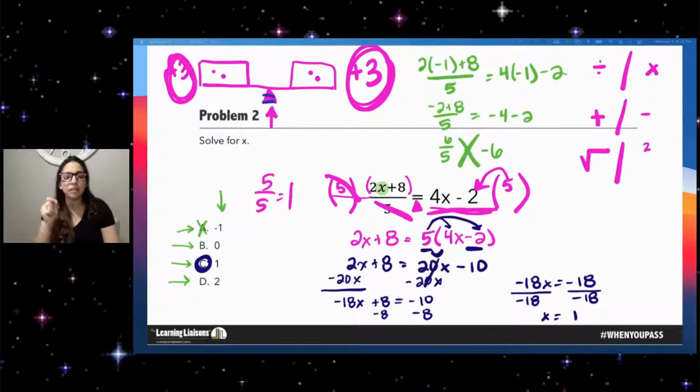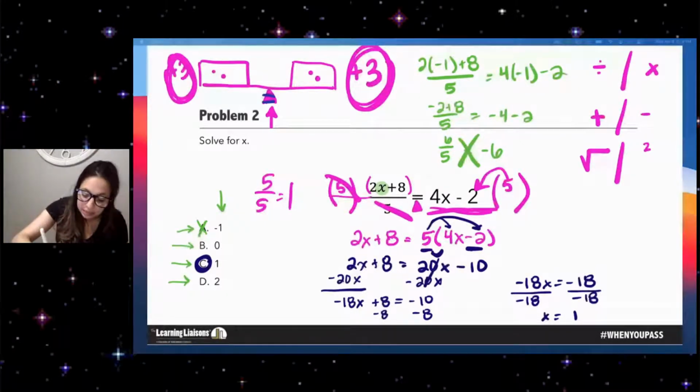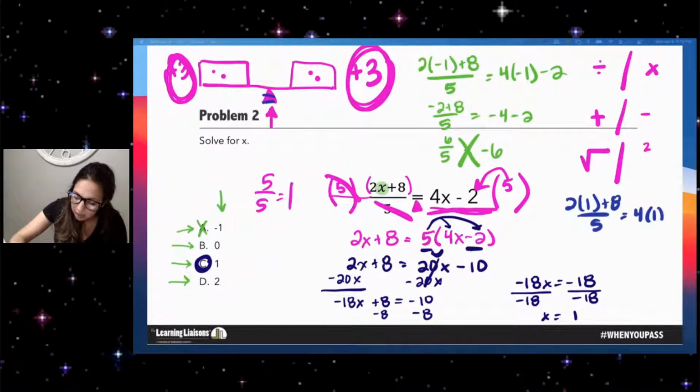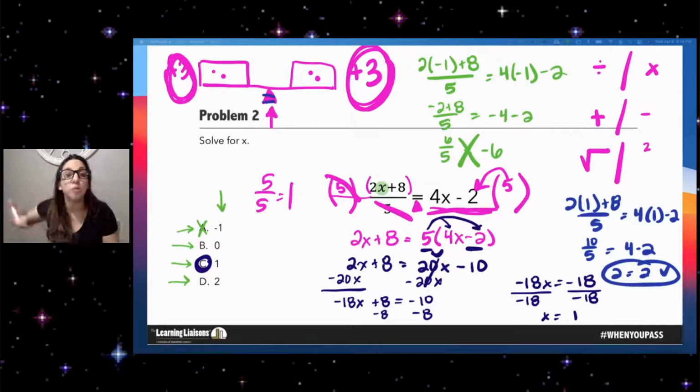But when I plug in the value of 1, I'm going to skip the 0 for time's sake. When I plug in the value of 1 into that equation, and I'm going to do this really fast, 2 plus 8 divided by 5 equals 4 times 1 minus 2. 2 plus 8 is 10, divided by 5. 4 minus 2. 10 divided by 5 is 2. 4 minus 2 is 2. 2 equals 2. So that would be our answer.